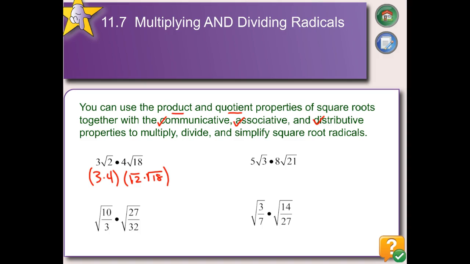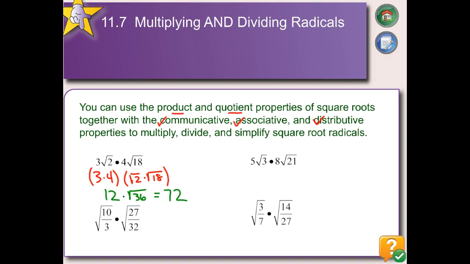So if I do that, then 3 times 4 is 12. If we multiply the radicals together, 2 times 18 is 36. So now I've got 12 times the square root of 36. Well, 36 is our perfect square, so we know that's 6. 12 times 6 is 72. Now, I think we can do it without all that writing.